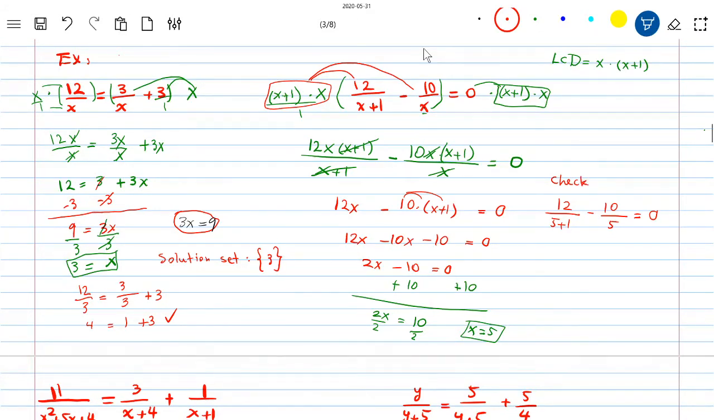12 divided by 5 plus 1 is 6. 12 divided by 6 is 2. Minus 10 divided by 5 is 2. Is it equal to 0? Yes, it is equal to 0. So what is the solution set?